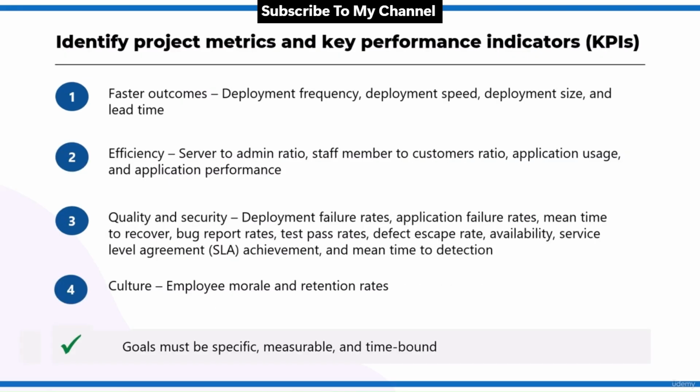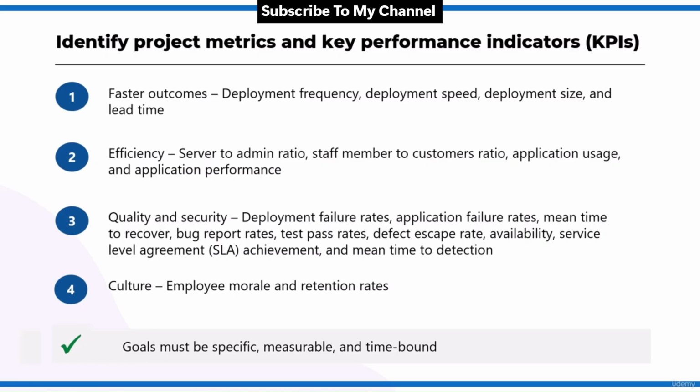Now, we spoke earlier about the importance of shared goals. It was also agreed upon by team members that the goals need to be specific, measurable, and time-bound. So it is essential to establish appropriate metrics or key performance indicators to ensure that these goals are measurable. While there is no specific list of metrics and KPIs that apply to all DevOps projects, the following are some commonly used ones. The first one is faster outcomes.